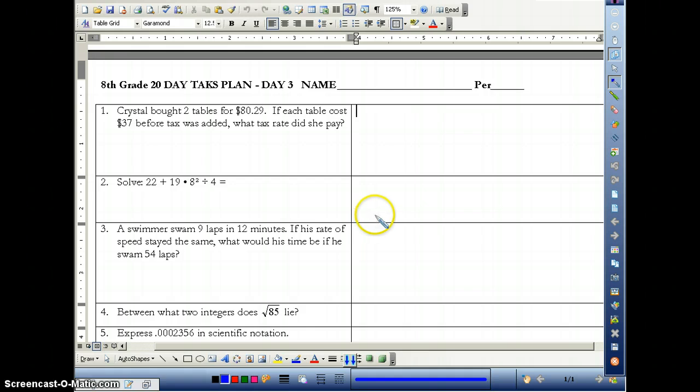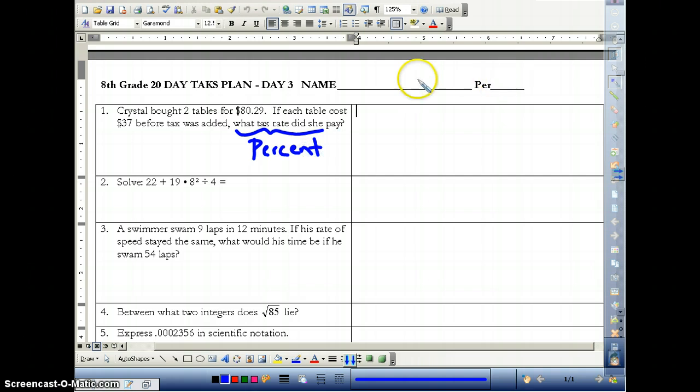All right, so let's get started here. Day 3, question number 1. Crystal bought 2 tables for $80.29. If each table cost $37 before tax was added, what tax rate did they pay? Here's your question right here, and when they ask for tax rate, they're looking for a percent.